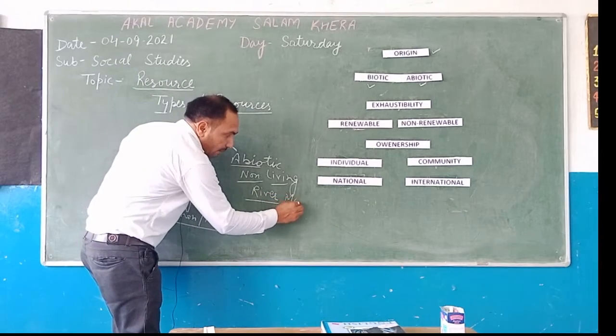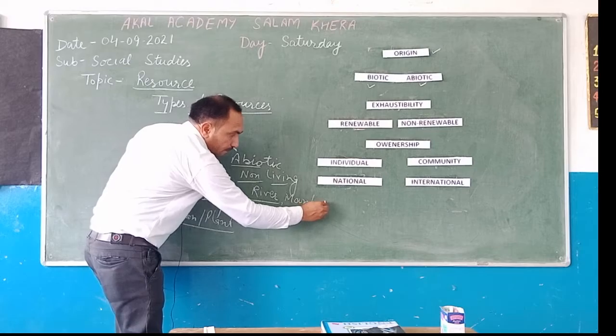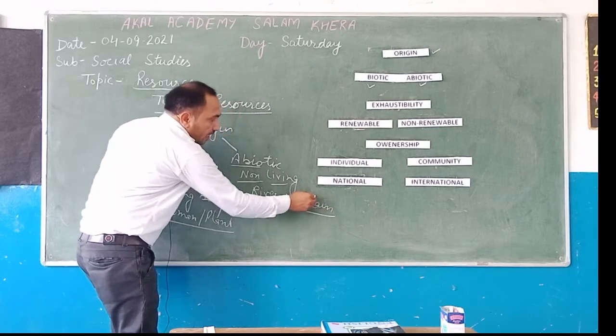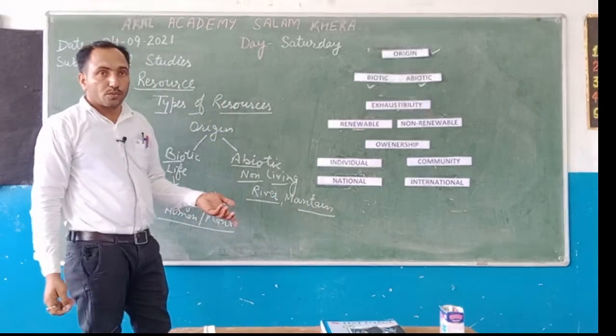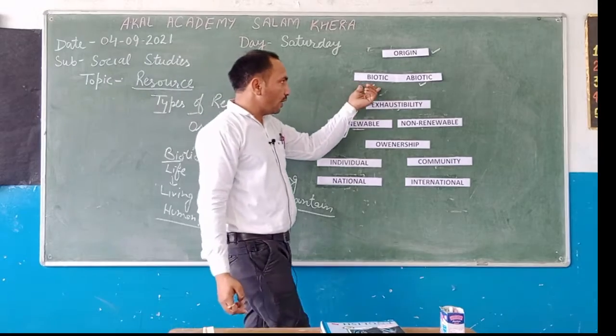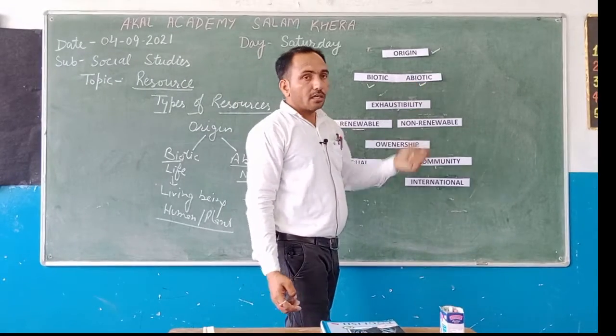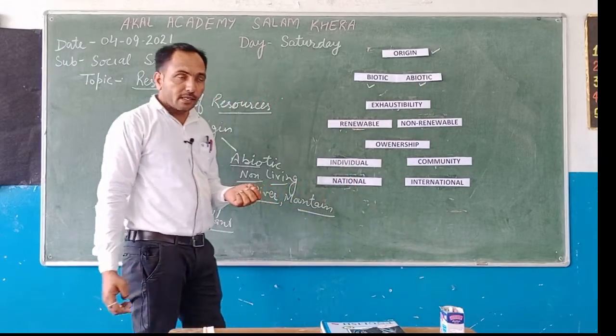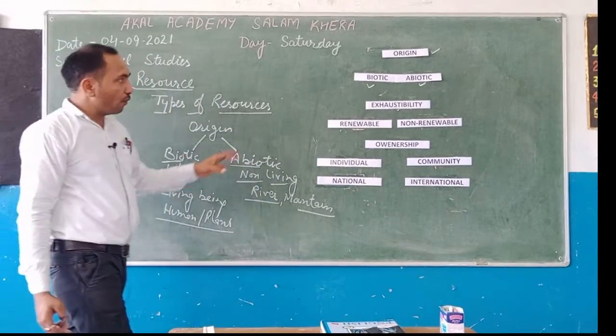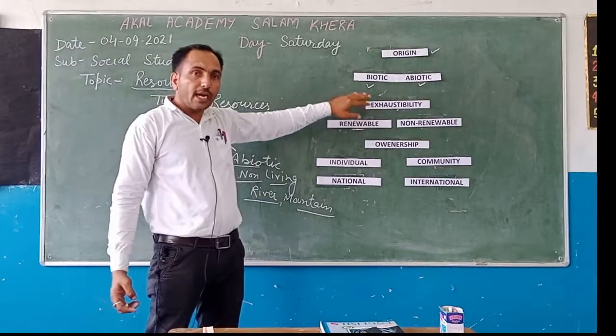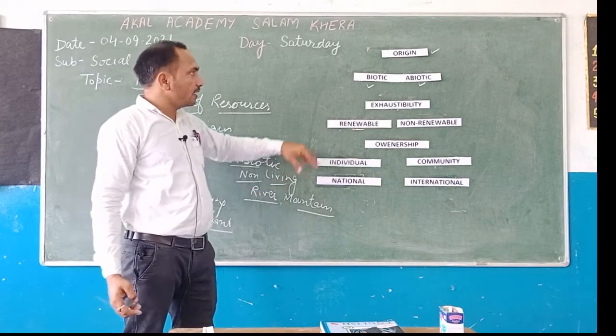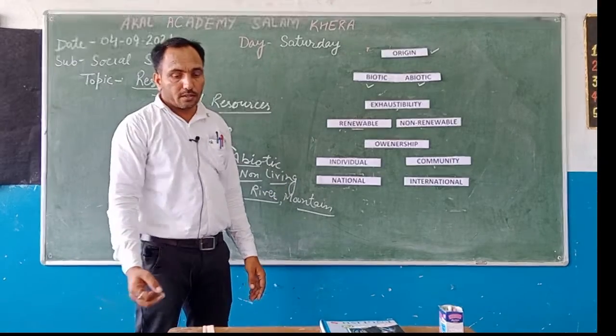We can also take the example of mountain. These are abiotic resources. So biotic means living beings, abiotic means non-living things. Human beings are part of the living, and non-living things are part of abiotic.